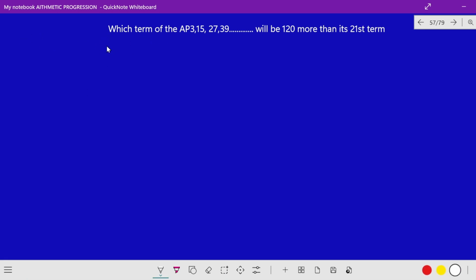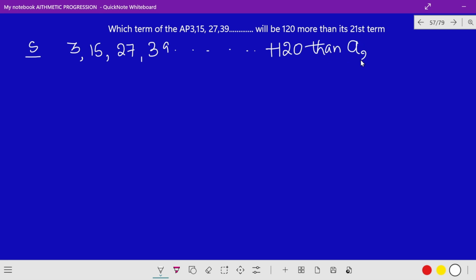Okay, let us start this question. Which term of the AP 3, 15, 27, 39, ... will be 120 more than its 21st term? The question says that we have the AP 3, 15, 27, 39. Here there is some term of this AP which is 120 more than the 21st term. The 21st term is A21.